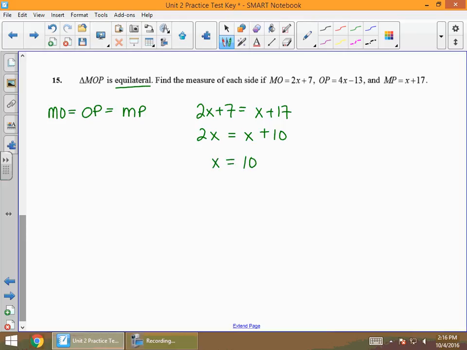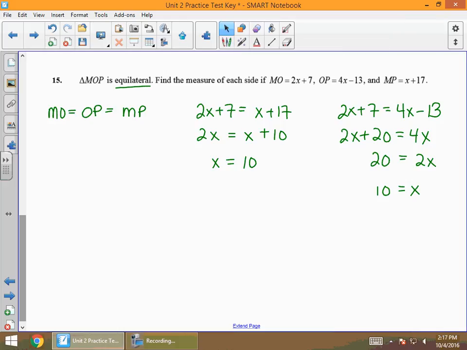I do want to show you, I will choose two other ones. I'll use MO and OP. 2x plus 7 equals 4x minus 13. I'm going to add 13 to both sides. Add 13 to 7 gives me 20. Subtract 2x on both sides. Divide by 2. And you'll notice I still get x equal to 10. So x is going to equal 10 no matter which way I choose to do it.